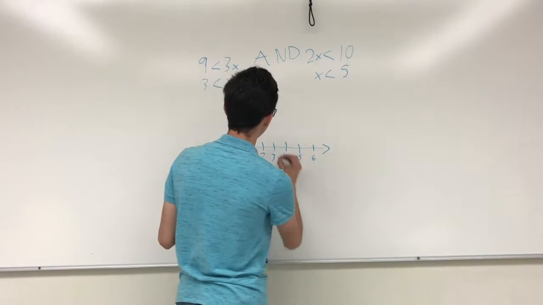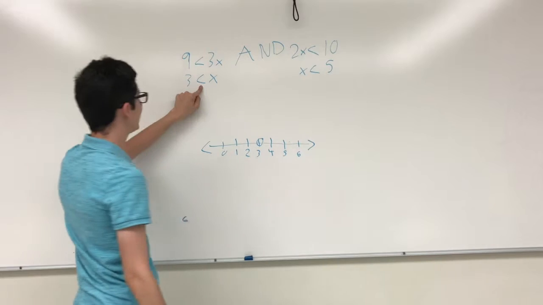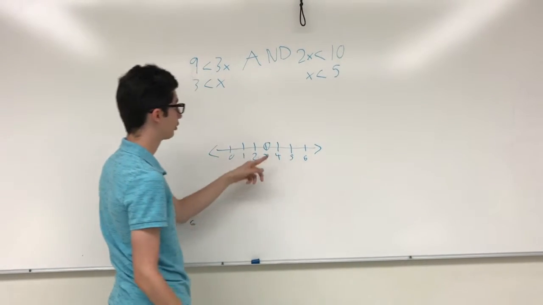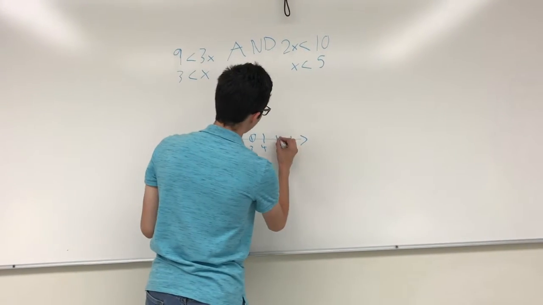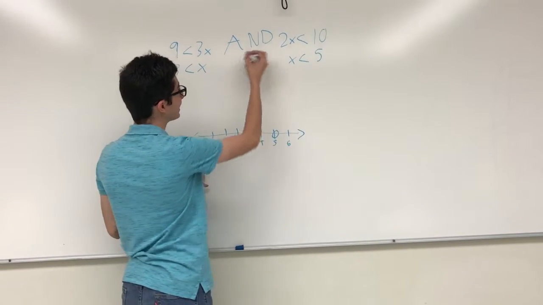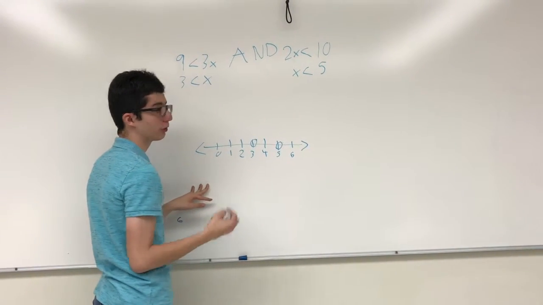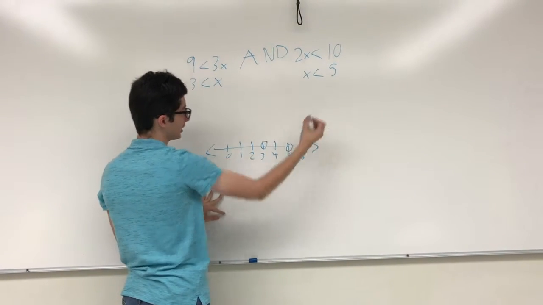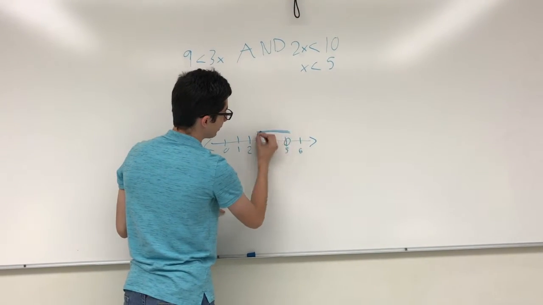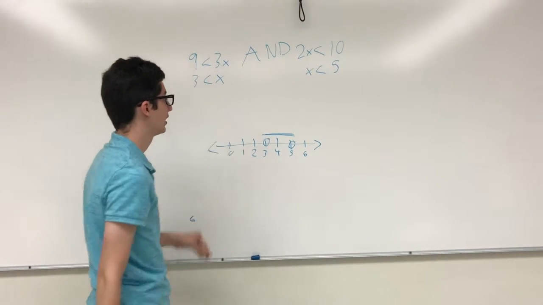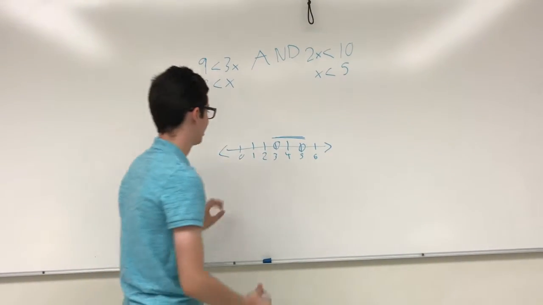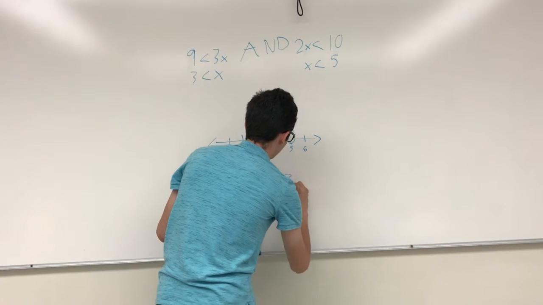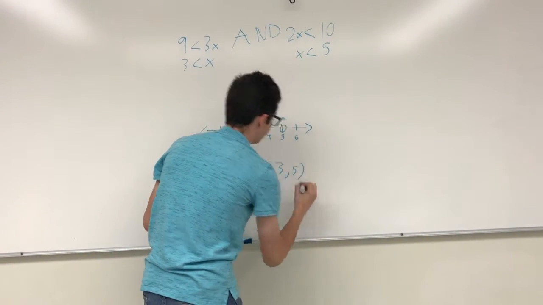We are going to plot the points. Since it is a less than in both, we're going to have an open circle. And then since it is an and, it is where both are true. Since this is going to this side and this one to that side, only in this part both are going to be true. And this as a solution set, we can put it as 3, 5.